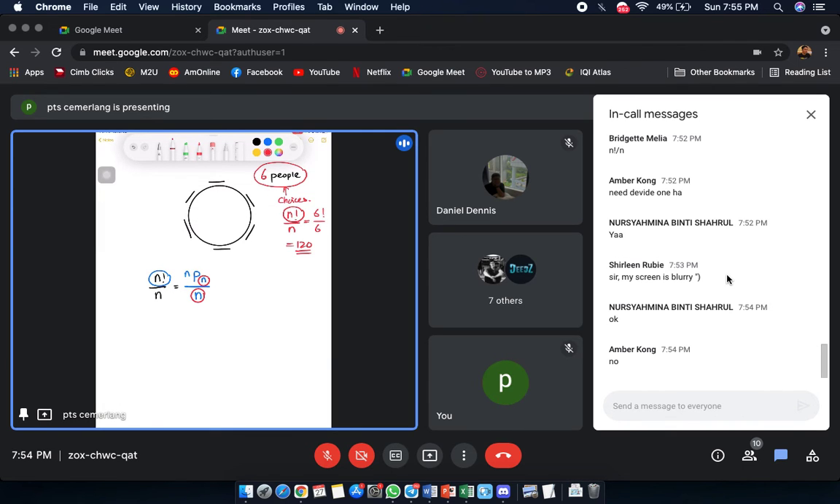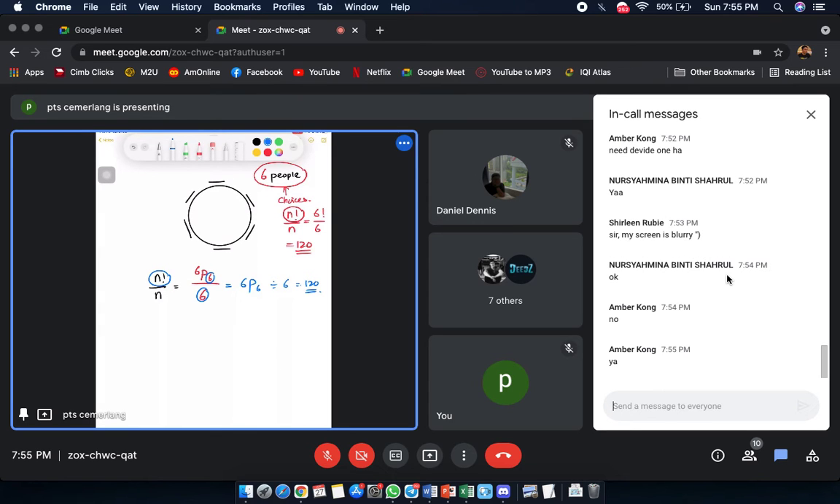Listen very carefully. We will try another way, which is 6P6 divided by 6. And this number must be the same as the one down here. So you have 6P6 and then divide by 6. Do me a favor, calculate 6P6 and divide by 6. Do you get 120? I am sure you will get the same thing. You can try it out now. When you have this kind of formula, then you can answer my question.